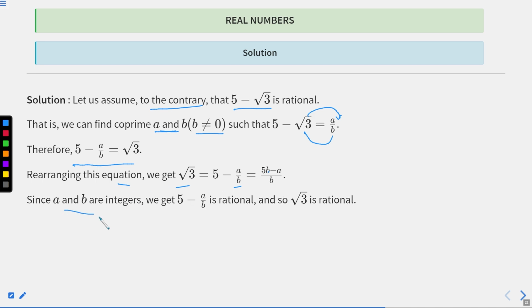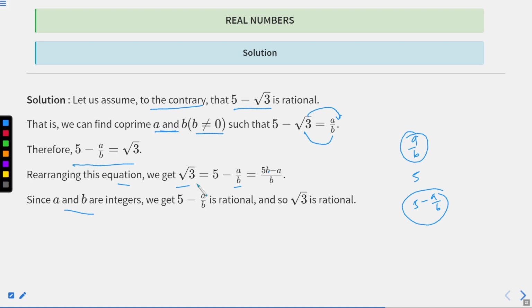Since a and b are integers, a over b is a rational number. 5 is also a rational number, so 5 minus a over b is also a rational number. But on the left hand side, root 3 is an irrational number, which we proved in our previous example, using the contradiction method.